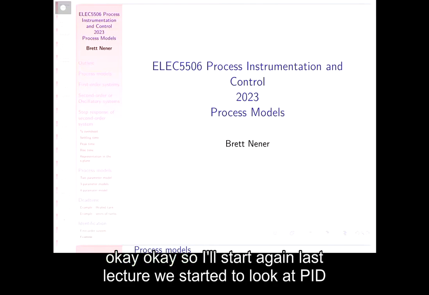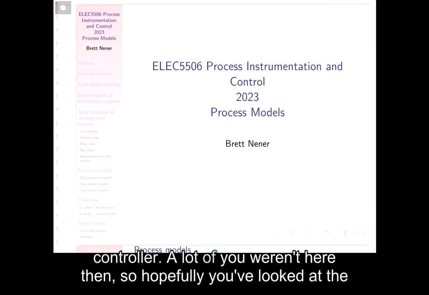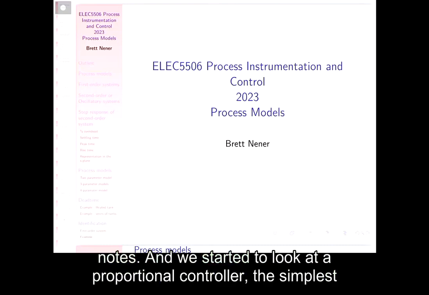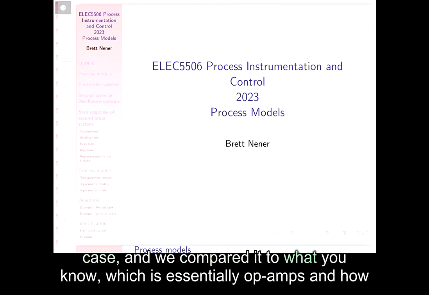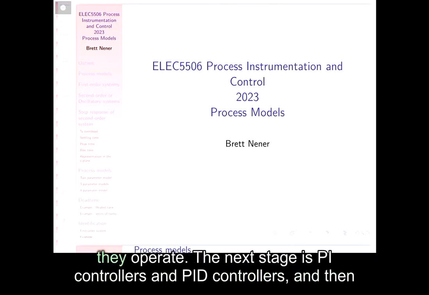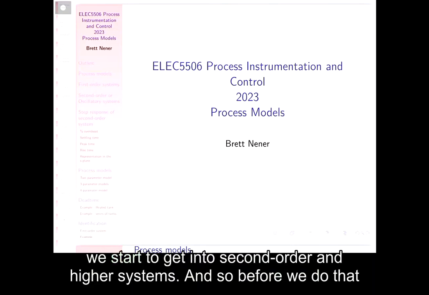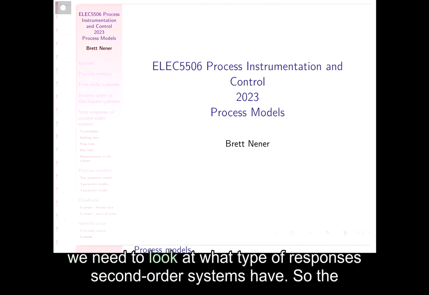Okay, so I'll start again. Last lecture, we started to look at PID controllers. A lot of you weren't here then, so hopefully you've looked at the notes. And we started to look at a proportional controller, the simplest case, and we compared it to what you know, which is essentially op-amps and how they operate. The next stage is PI controllers and PID controllers, and then we start to get into second order and higher systems. And so before we do that, we need to look at what type of responses second order systems have.